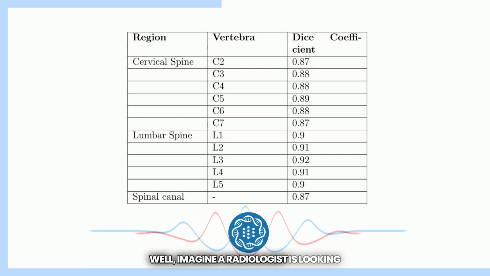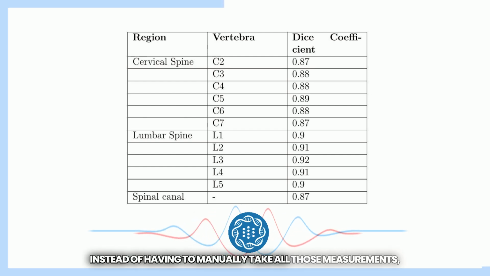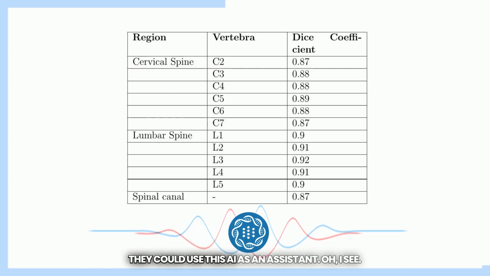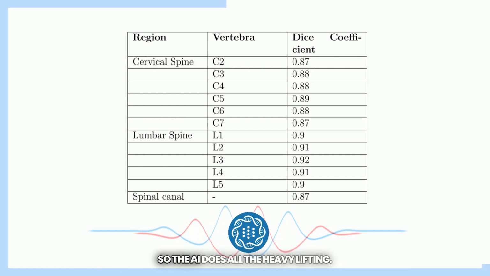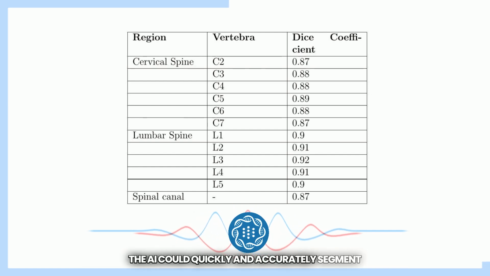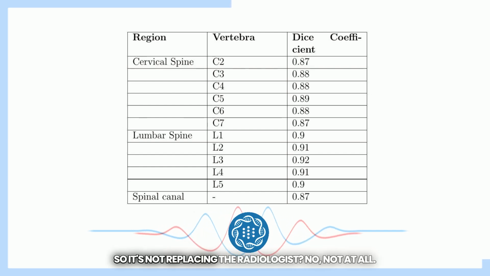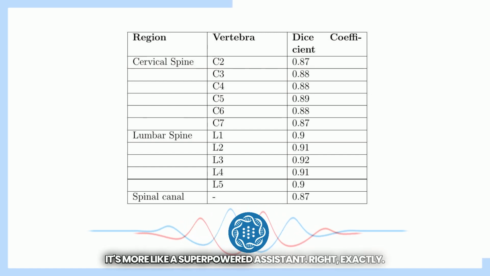Well, imagine a radiologist is looking at a patient's spinal MRI. Instead of having to manually take all those measurements, they could use this AI as an assistant. Oh, I see. So the AI does all the heavy lifting. In a sense, yes. The AI could quickly and accurately segment the vertebrae, measure the disc heights, the spinal canal diameter, all of that. So it's not replacing the radiologist. No, not at all. It's more like a superpowered assistant, right?